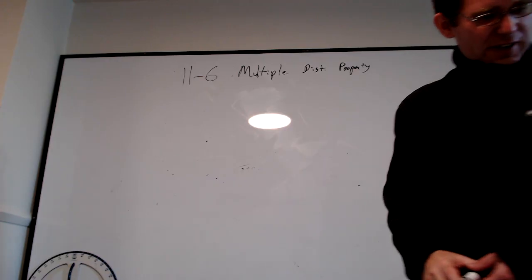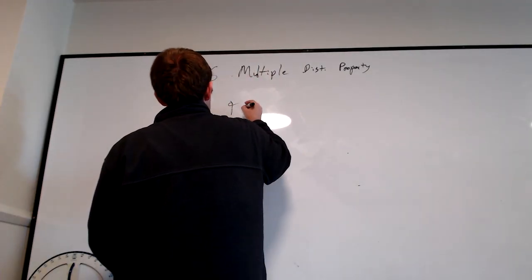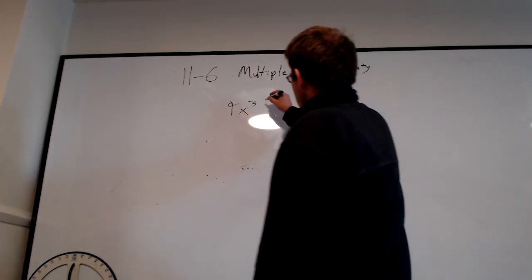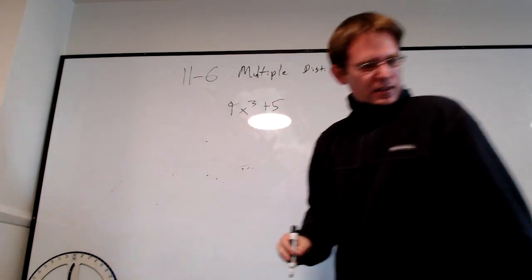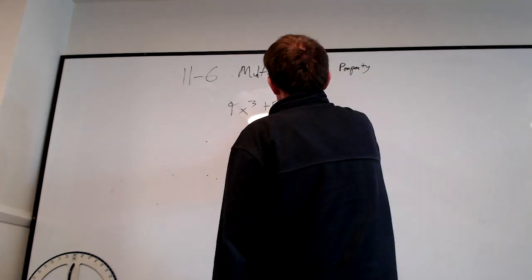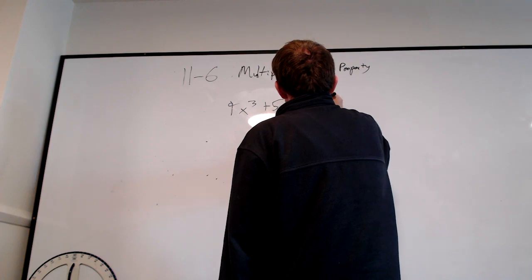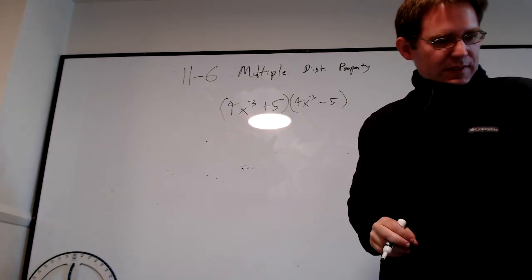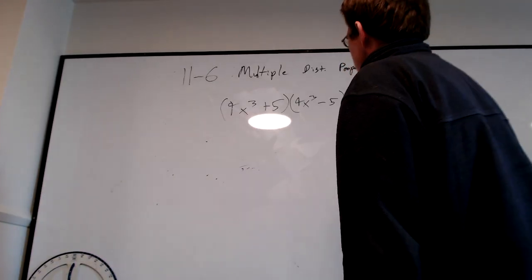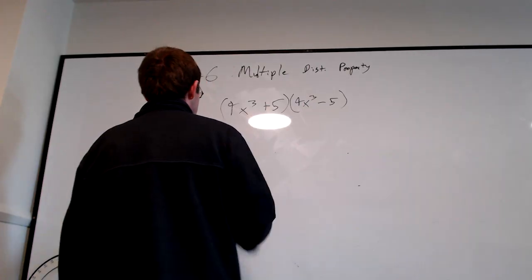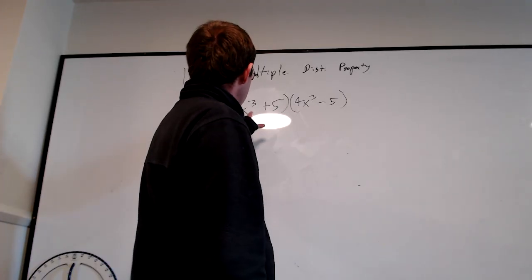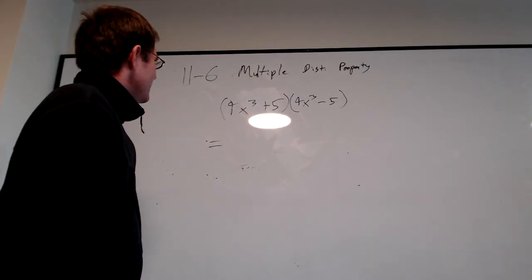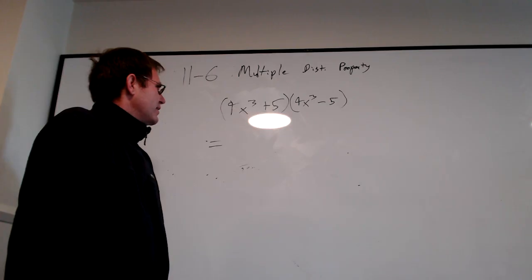Okay, 4x to the third plus 5 times 4x to the third minus 5. There are two different ways we can solve this: we can multiply it out term by term like we have been, or we can take our shortcut. So what would our shortcut look like for this one?